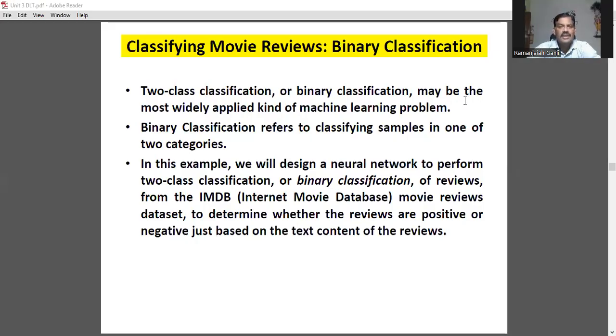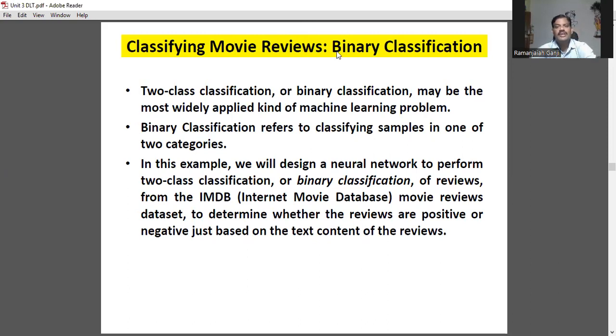Let us start with the second part. In this session, we are going to see classifying movie reviews. In the previous session, we have seen Keras, how to set up a deep learning workstation, neural network concepts, and also the anatomy of neural networks. Let us start with this topic, classifying movie reviews.